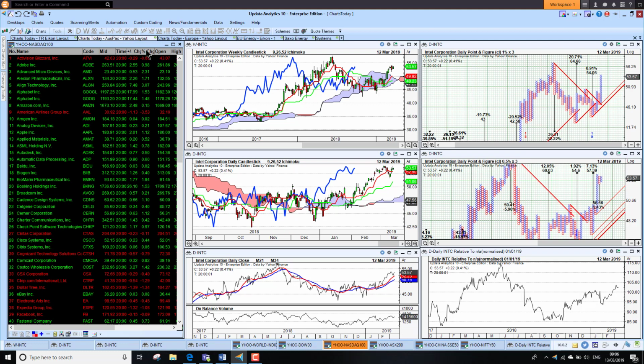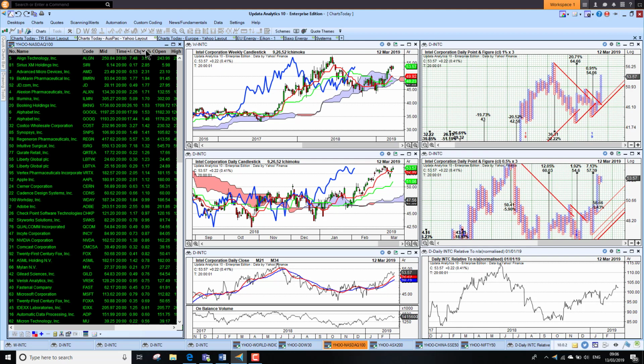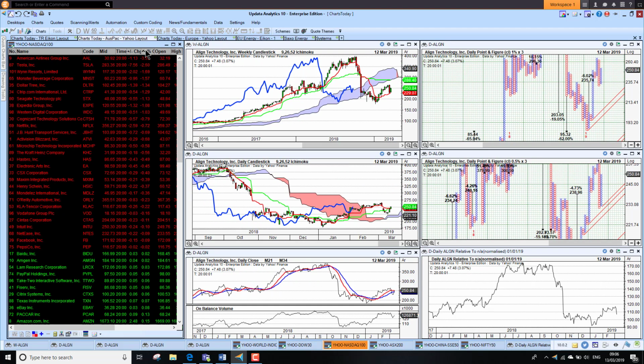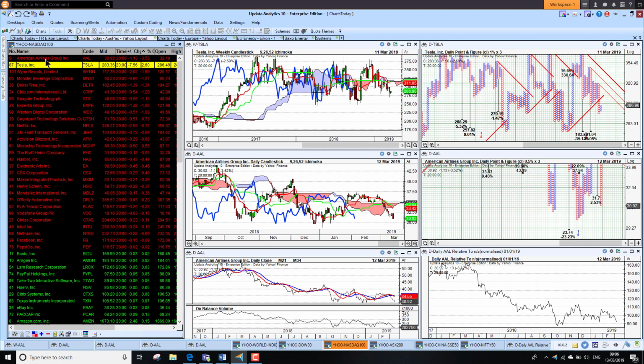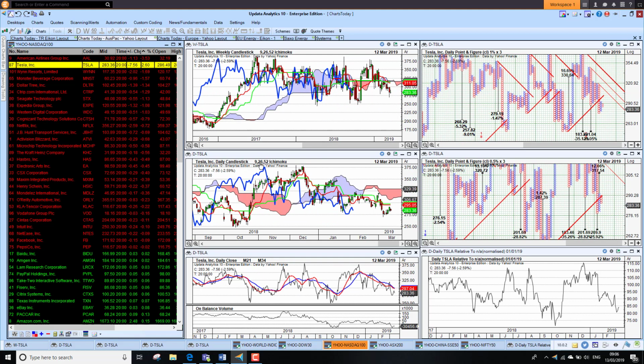Looking at the Nasdaq, here we see the performances. If we just rank by performances, we had Align Technology up 3%, and we had American Airlines down 3.5%. Tesla down a further 2.6%. We see on the charts here, Tesla is just falling away and has underperformed the Dow Jones Index this year by around 84%. So we're seeing that it's been quite significant there for Tesla.